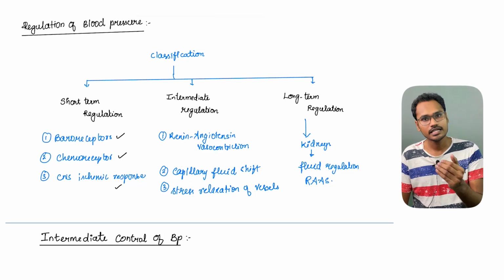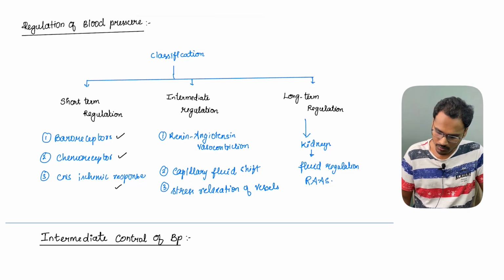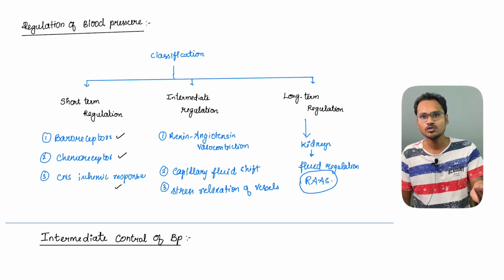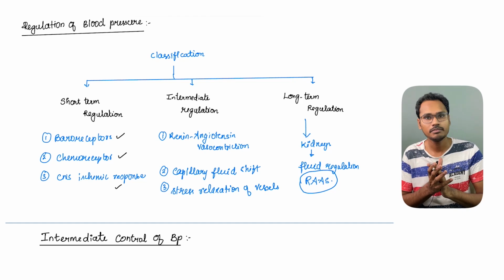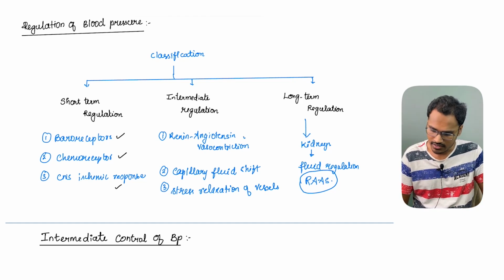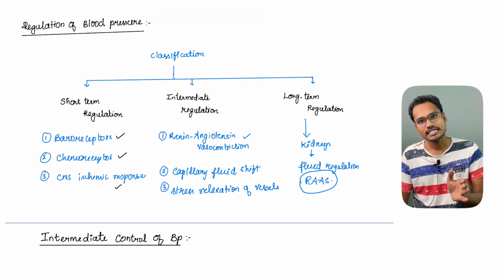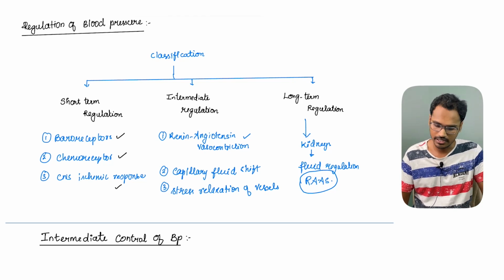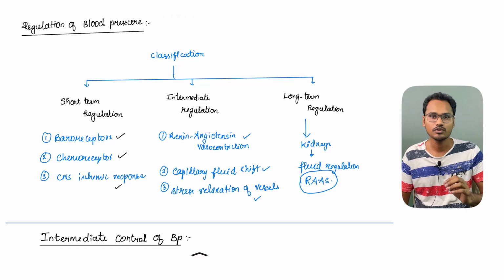Out of the intermediate and the long term, the most important is the RAS mechanism, which we are going to discuss. In the intermediate, we have a few short mechanisms which can regulate the BP and try to bring it back to normal levels. One is the renin-angiotensin vasoconstriction mechanism. Whereas the entire RAS mechanism is long term, a part of it, the vasoconstrictor property, happens a little early. That's why we have put it in the intermediate regulation. Then there is capillary fluid shift. What is capillary fluid shift and what is stress relaxation? We are going to discuss.